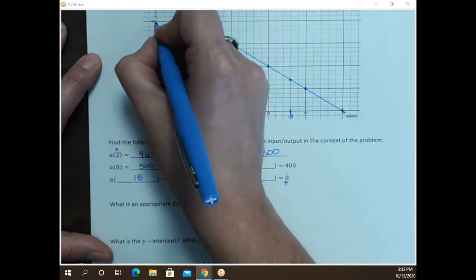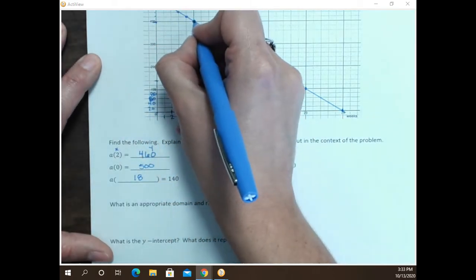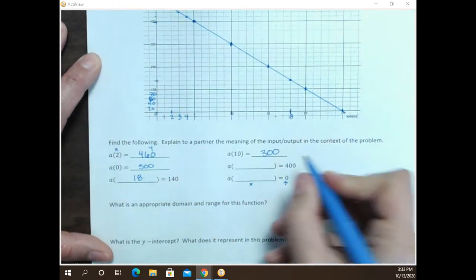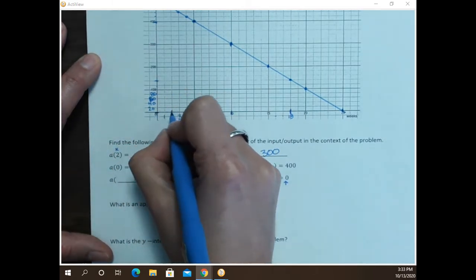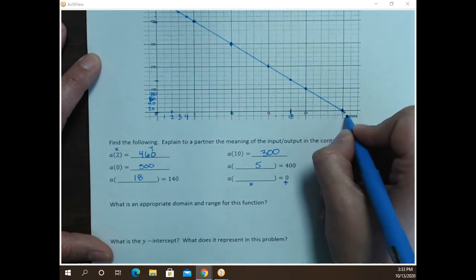When y is 400, that's right here, our x would be 5. And then when y is 0, that would be right here, our x on our graph would be 25.